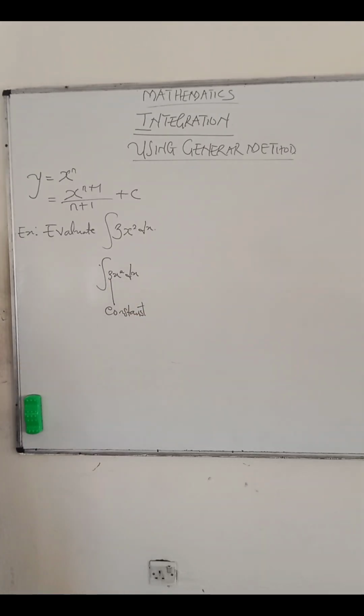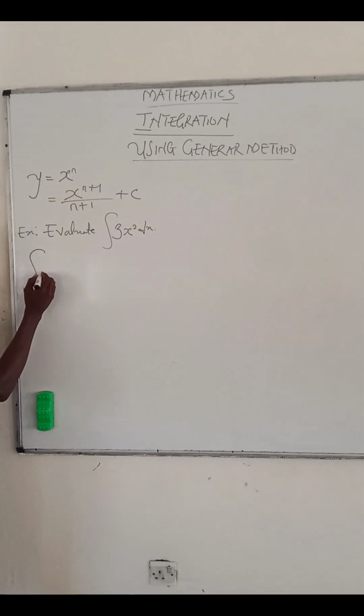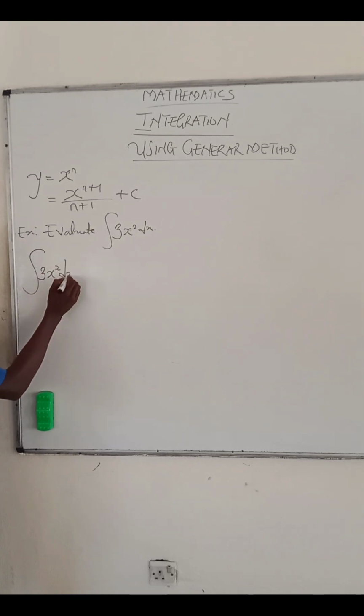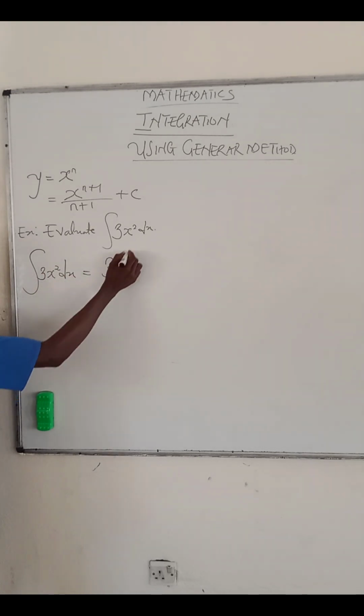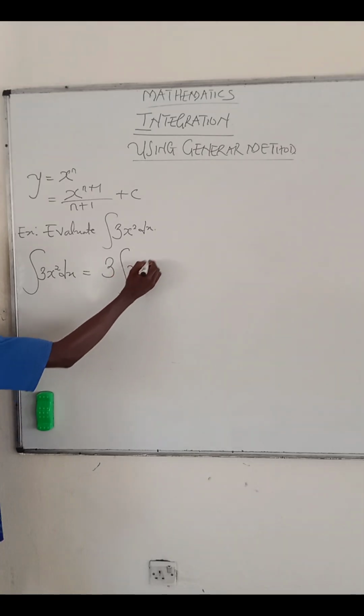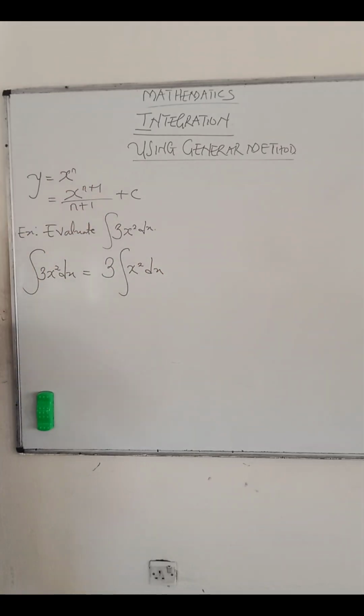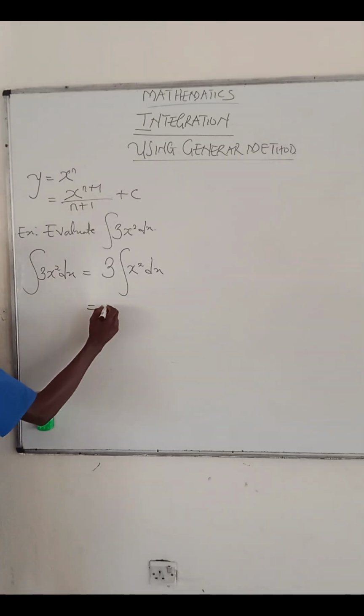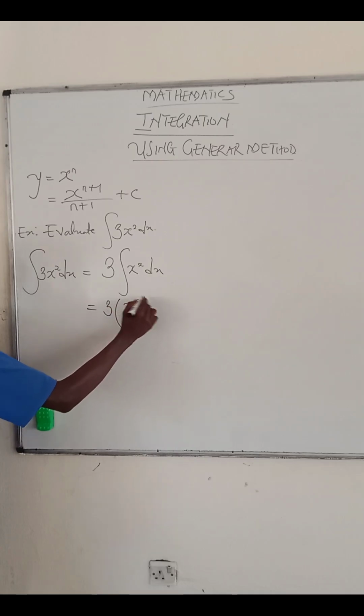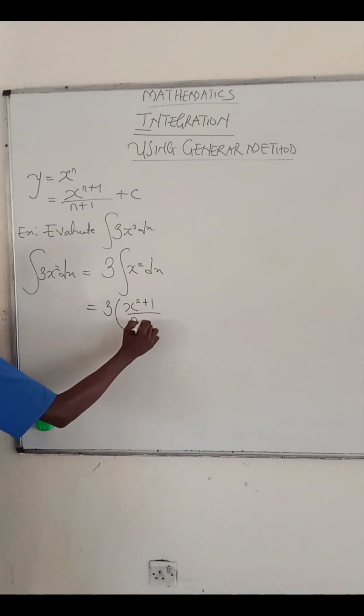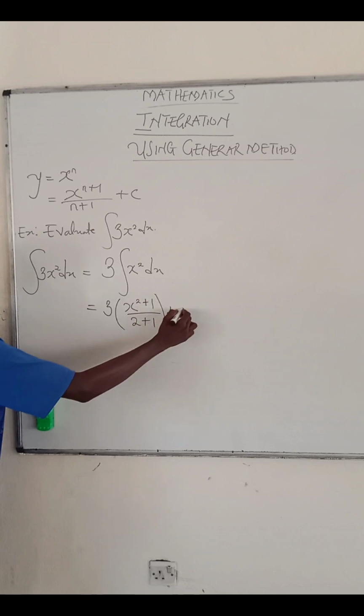So 3 is going to be brought out of the integral form, so you are going to have something like this. Integral of 3s squared dx is going to be 3 into the integral of s squared dx. Now you have something like this. Is that not so? So now you can integrate this, and when you integrate this, don't forget the integral method. So it is going to be 3 into bracket s raised to power 2 plus 1 over 2 plus 1, close the bracket, plus c.